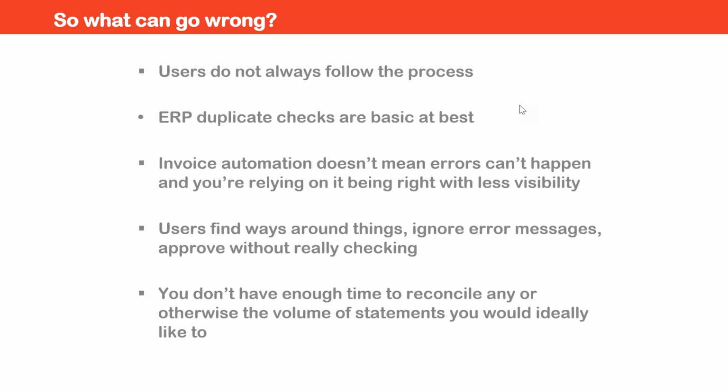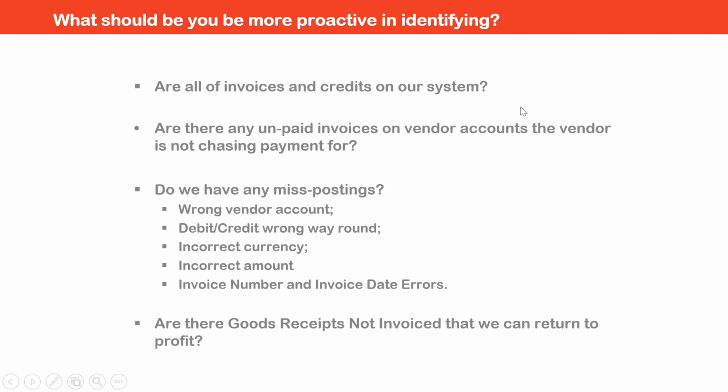And of course, you can have error messages and lots of checks, but it's easy for users to just override the warnings and post things incorrectly anyway. Consequently, typically in AP, when it comes to reconciling statements, you just don't always have the time to get through the volume of statements that you would like to, and you're often doing it reactively, which is too late because the vendor's account could be in a mess by that point. So, what should you be more proactive in identifying?